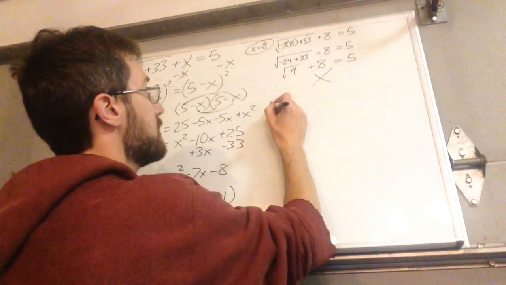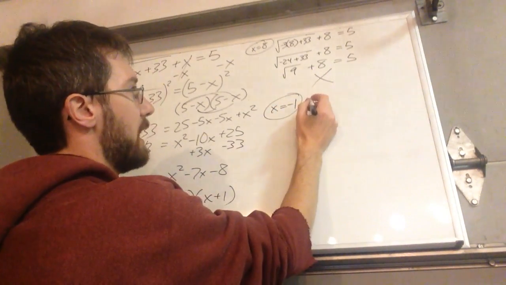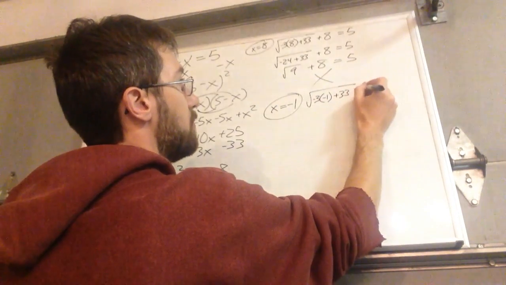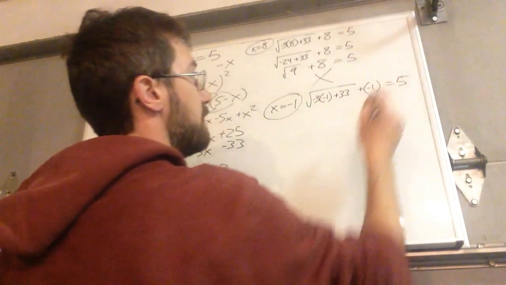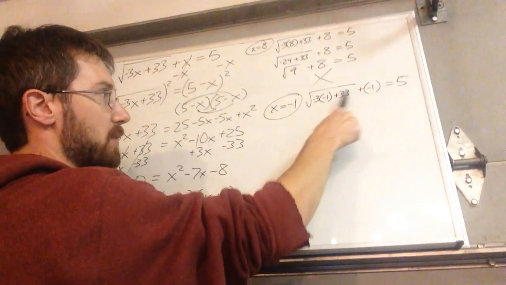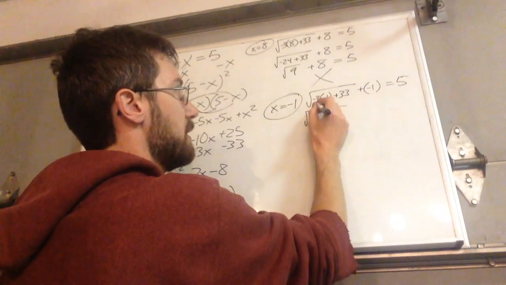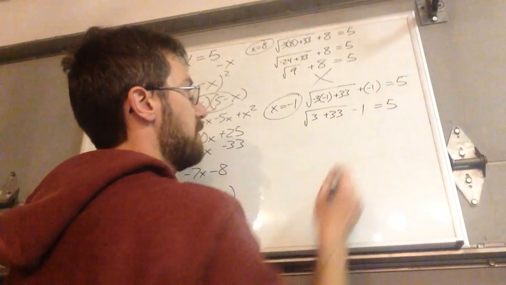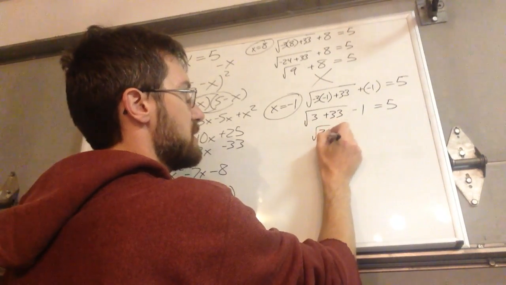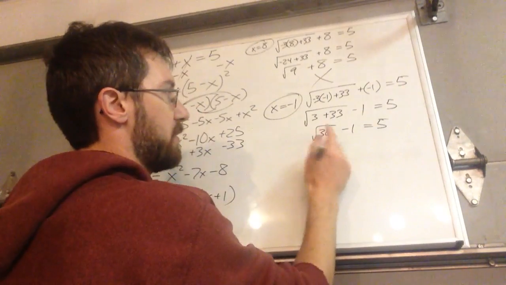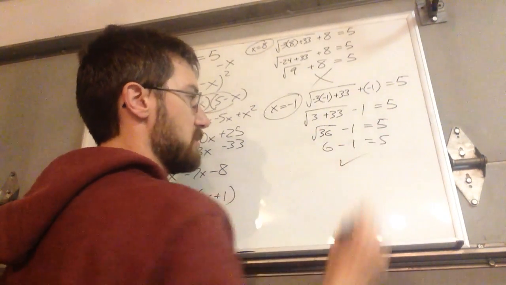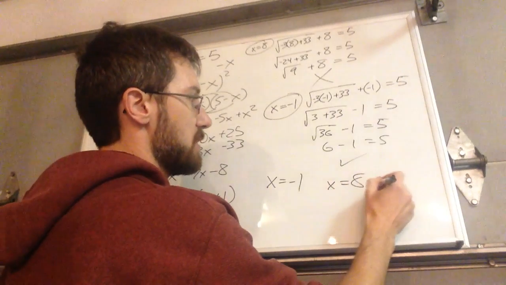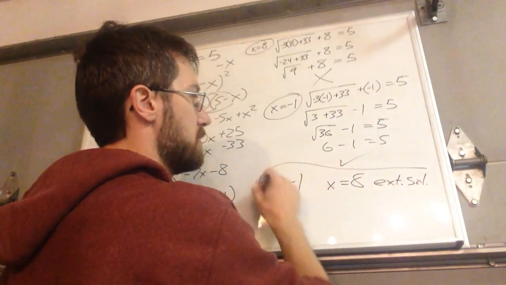Now I'll try negative 1. So for x equals negative 1, we've got the square root of negative 3 times negative 1 plus 33, plus negative 1, equals 5. Again, just going back to that original equation, plugging in negative 1 for the two x's. That'll be negative 3 times negative 1 is 3, plus 33, plus a negative 1, which is the same as minus 1, equals 5. 33 plus 3, the square root of 36, minus 1 equals 5. The square root of 36 is 6, minus 1 equals 5. That's a good solution. x equals negative 1 is our solution, and x equals 8 is our extraneous solution. So there you have it.